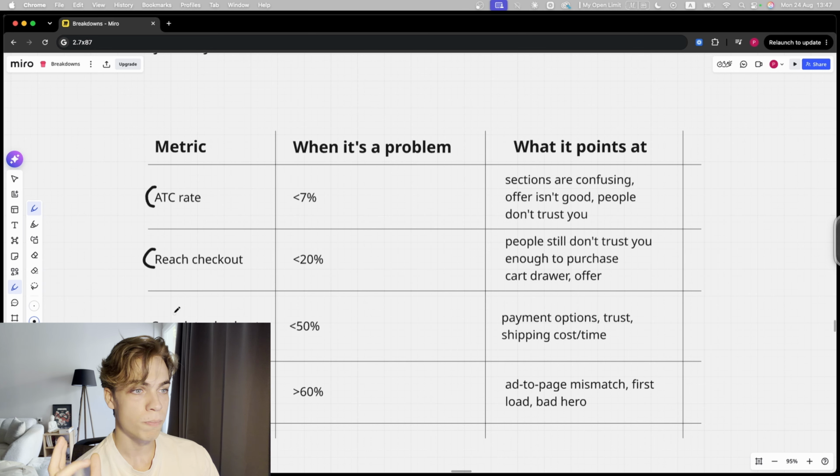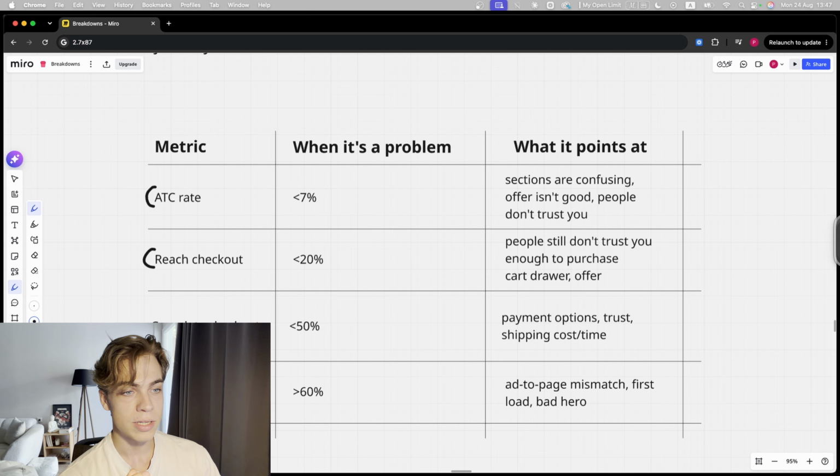So also complete checkout. So of this, let's say 25% that reached checkout, how many did actually complete the checkout? If it's less than 50% that completed it, then it means that again there's a problem. Maybe it's payment options, trust, shipping cost or time, whatever.